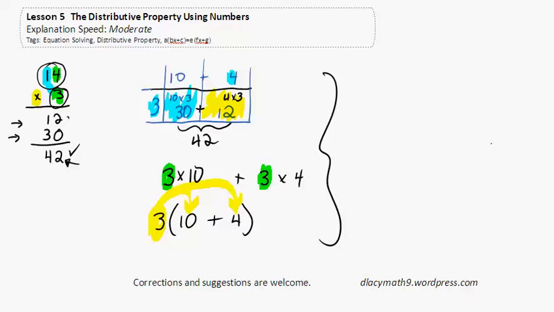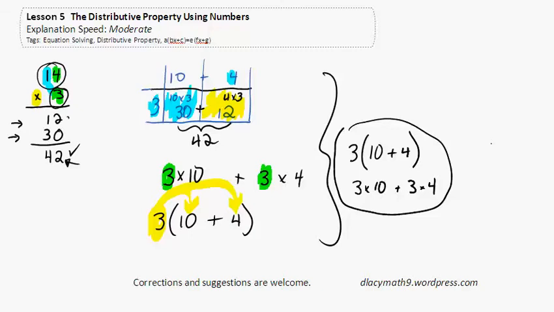So it looks like this. 3 times 10 plus 4 is equal to 3 times 10 plus 3 times 4.